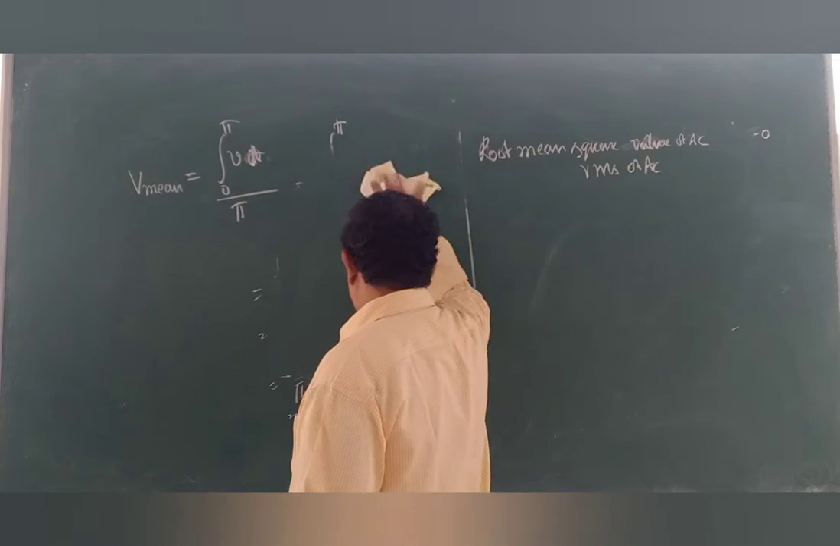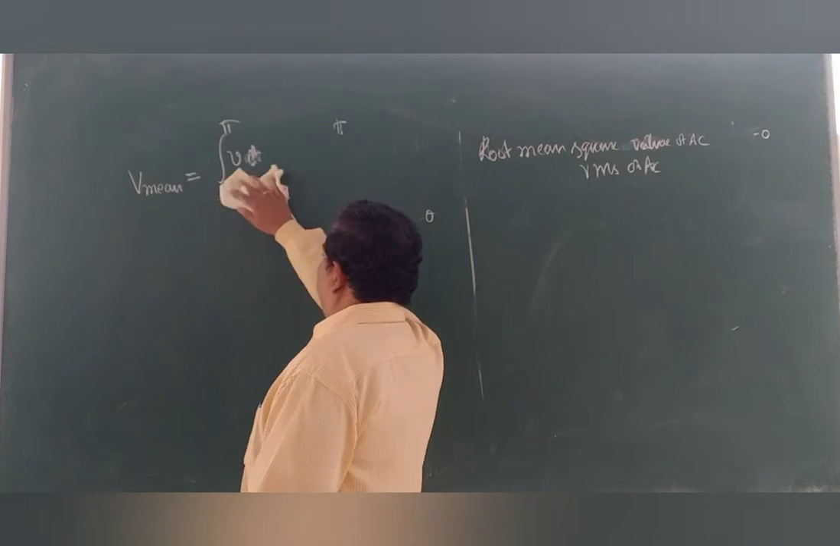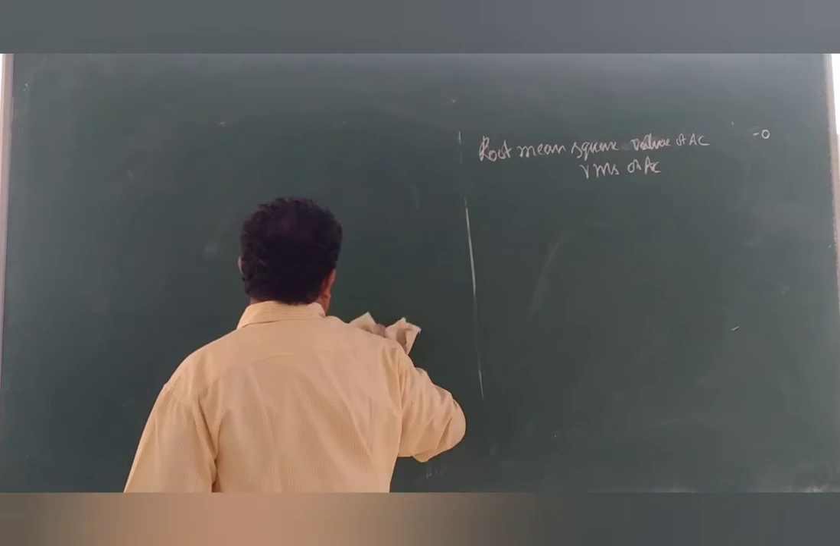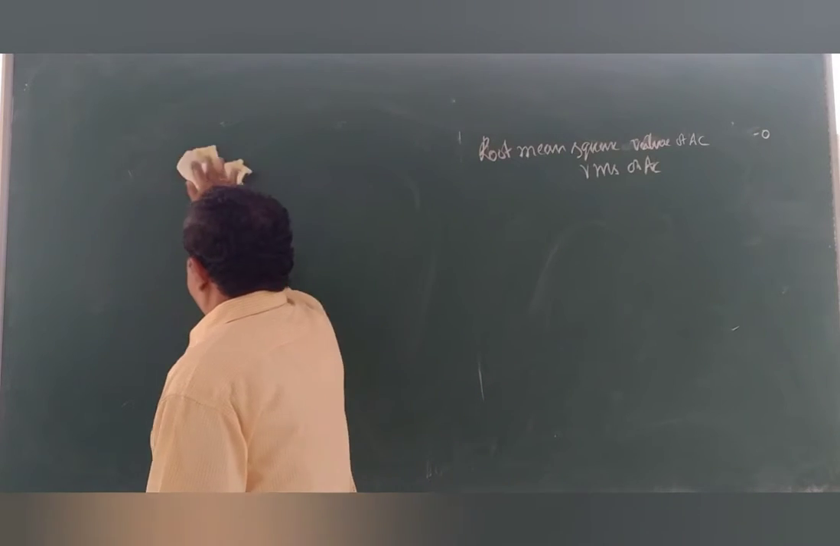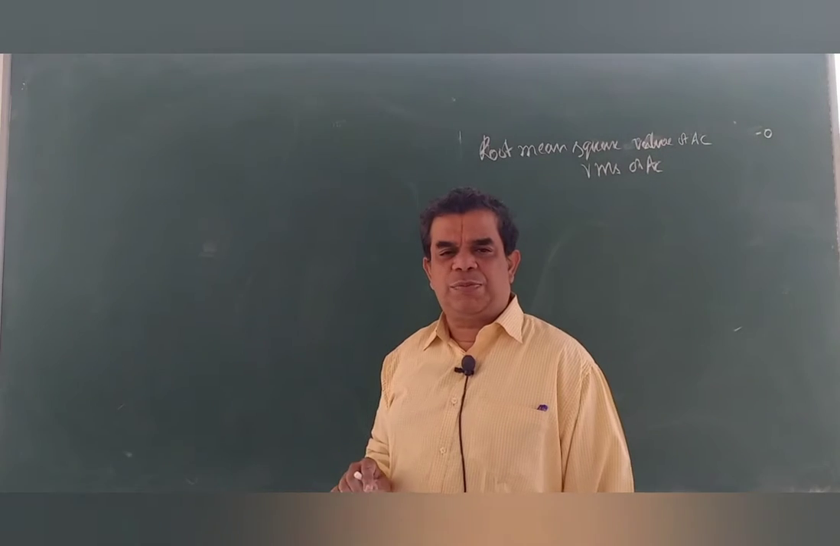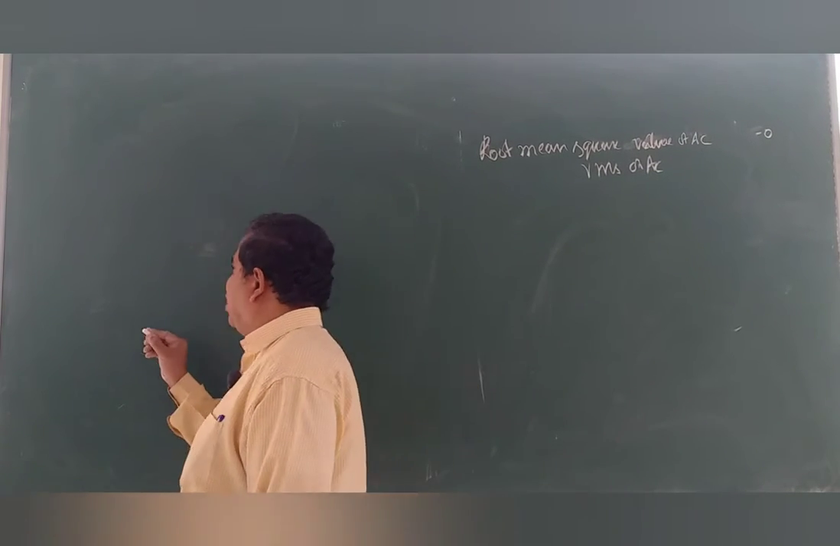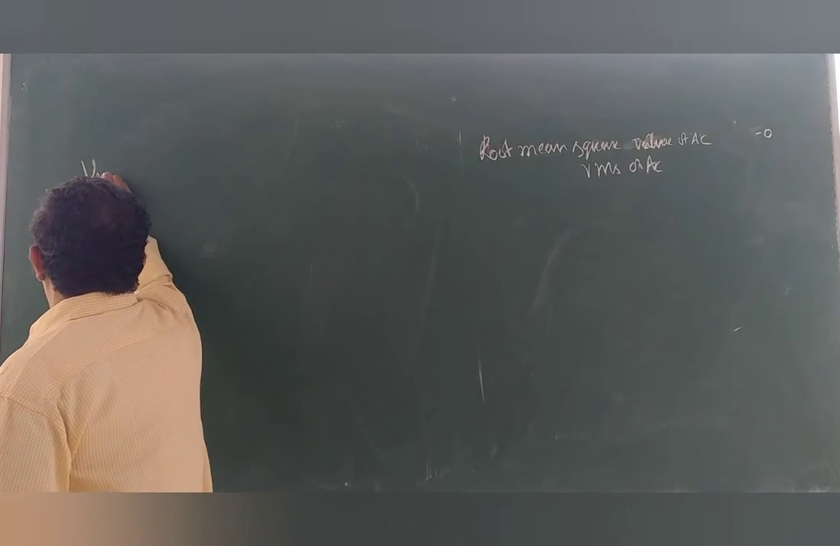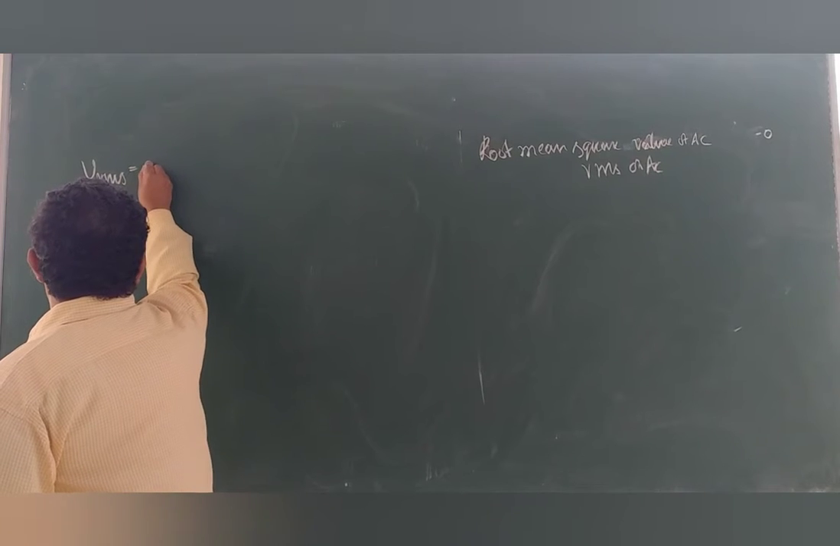Even though it is not directly written in the text, it is very much required because it is given as an assignment in the text. Say, explanation. We start with VRMS, root mean square value.